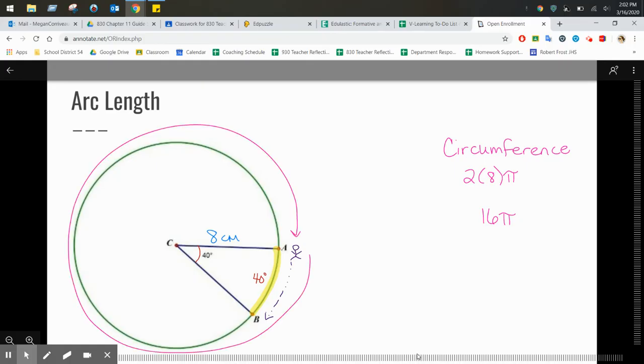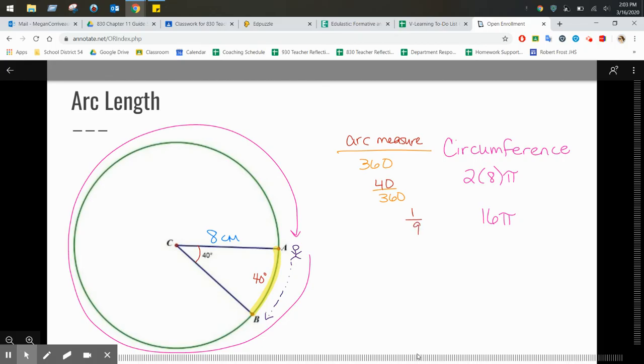But he doesn't have to walk the whole circle. He's only walking this portion of the circle. Well, how much of the circle is it that he's walking? Well, it's just this arc measure out of the whole 360 degrees, right? So this would be the arc measure out of 360 degrees. So in this case, it would be 40 out of 360, or I guess we could say that this would be 1/9.